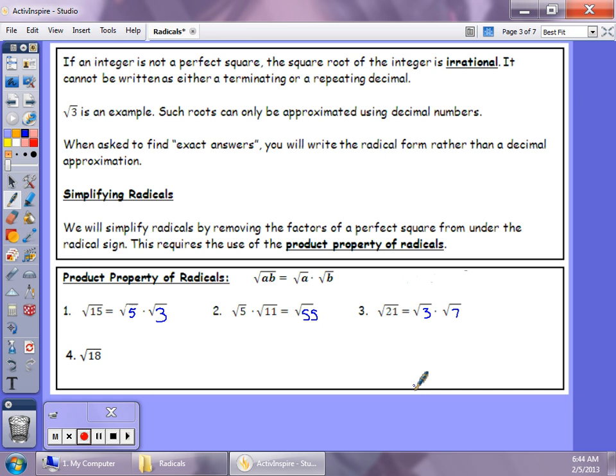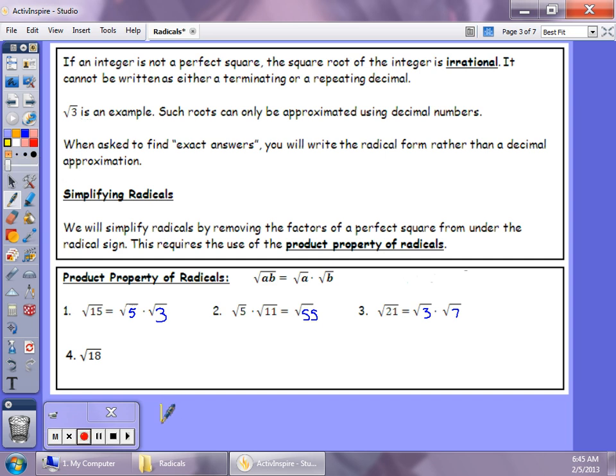Now 4 is a special case. If we look at 18, 18 does have several factors that multiply to 18. So we have 2 times 9, and we have 6 times 3. When simplifying radicals, you want to make sure that you've taken out all the factors of a perfect square from underneath that radical sign. So if it helps, as you simplify, write your perfect squares.